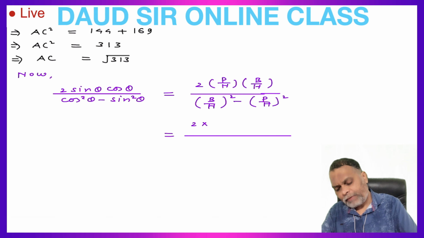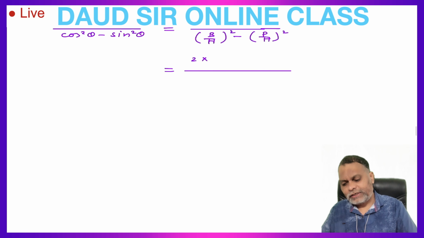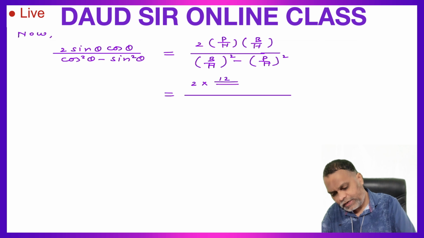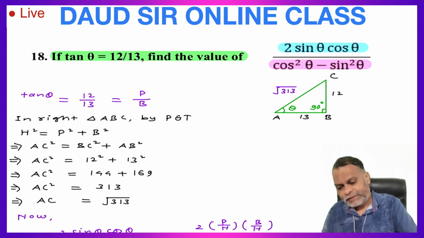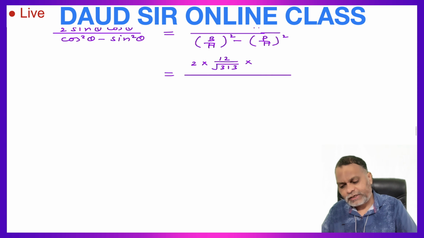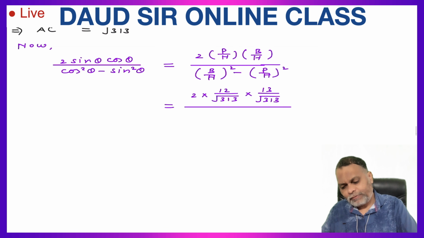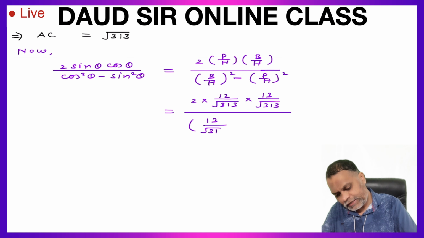2 into perpendicular upon hypo. Perpendicular is 12 and hypo is under root 313, so 12 upon under root 313, into base upon hypo. Base is 13 and hypo is under root 313, so 13 upon under root 313, upon base upon hypo square. So this is 13 upon under root 313 whole square minus perpendicular upon hypo square.